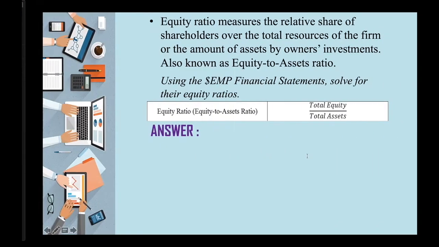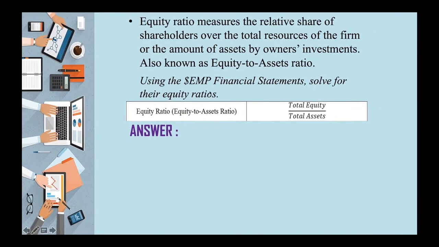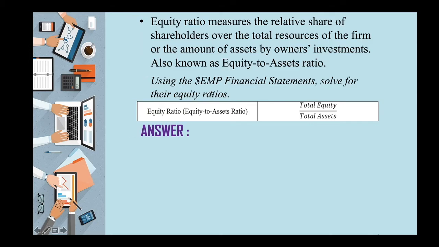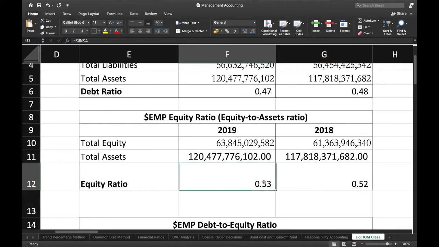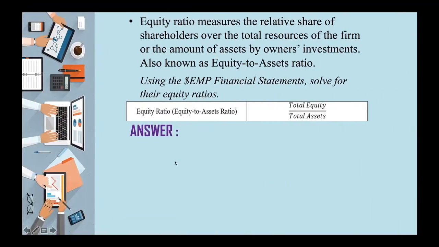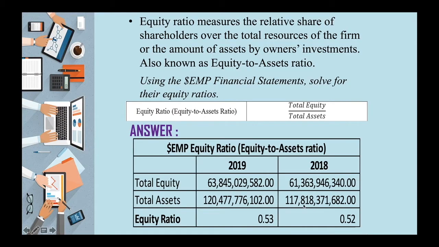Question, ano ba ang tanong? Solve further equity ratios. Walang tanong. No-solve lang. Di solve. Ayan, tapos na po. 0.53 and 0.52. So, answer, ayan. Meaning to say, walang tanong no? Meaning, mas malaki yung part na pag-aari ng owner sa buong firm during 2019 compared to 2018, from 0.52 to 0.53.